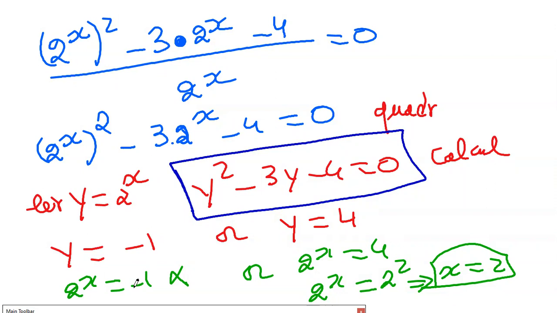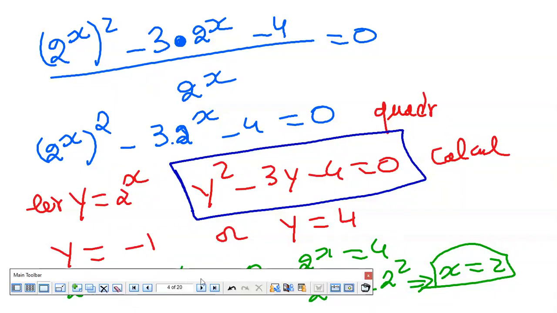So 2^x is equal to minus 1. This is impossible. 2 exponent any number cannot give me a negative answer. And later on, when we're going to do the log, you're going to see why it's also not acceptable. y is equal to 4, so 2^x is equal to 4. I need to change to the same base. 4 is 2 squared. 2 exponent x equal to 2 squared. What does it mean? x is equal to 2.